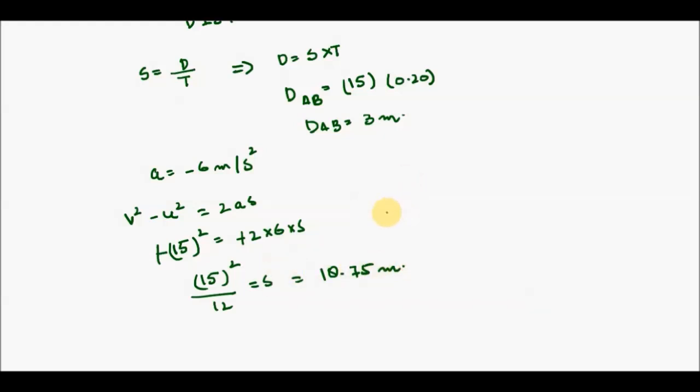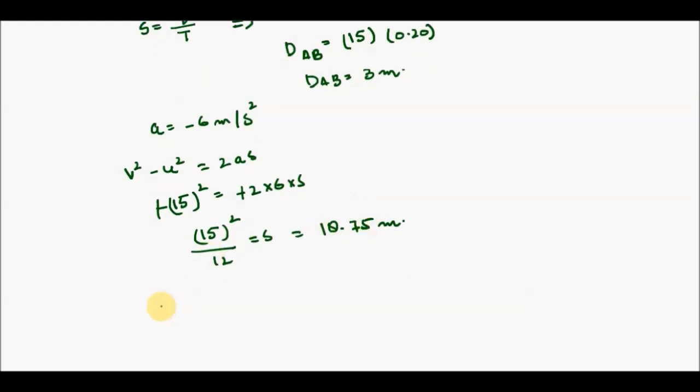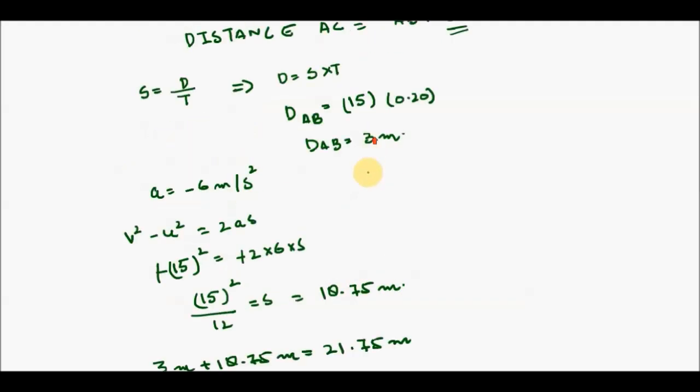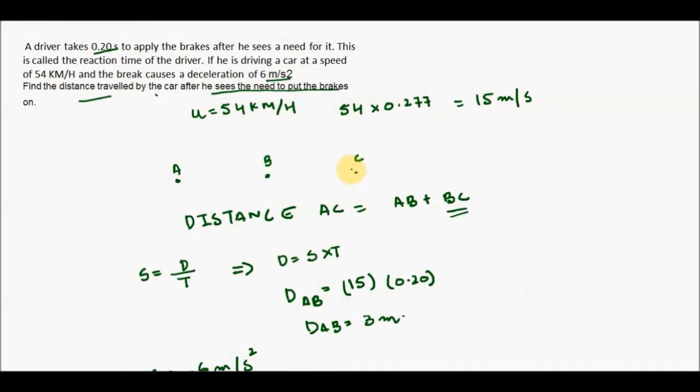So what will be our total distance traveled? Our total distance traveled will be simply 3 meters plus 18.75 meters. So the answer will come out to be simply 21.75 meters. So actually the car travels 21.75 meters before it finally comes to rest. Right? I hope you have understood this.